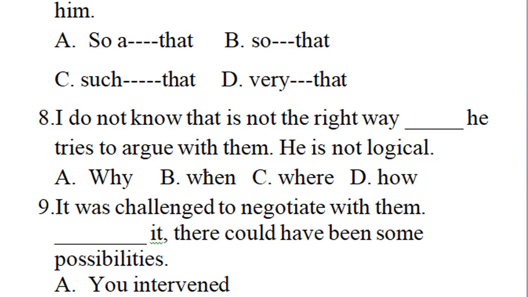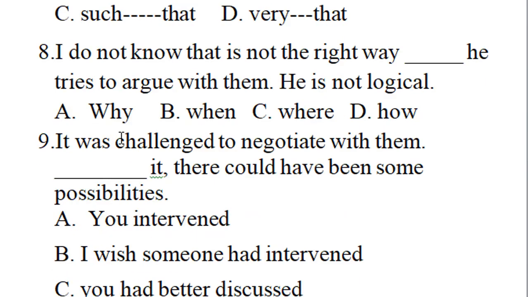When do we use why, and when, and where? Reason, time, place, condition, or method. The question is reason, so why is the right answer. Look here. I don't know why that's not the right way. Why he tries to argue with them? He's not logical. Illogical. He simply disturbs her. Why he simply disturbs her? Right. So the answer is A.